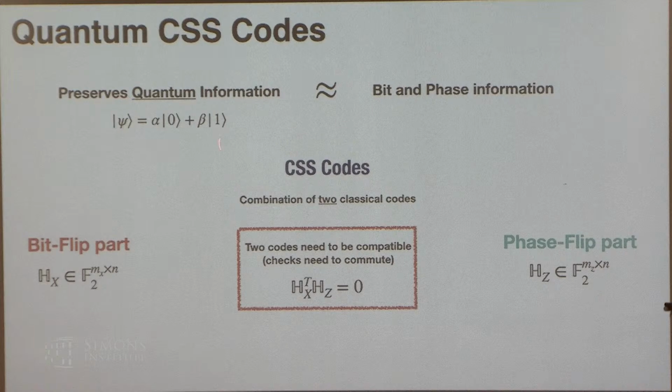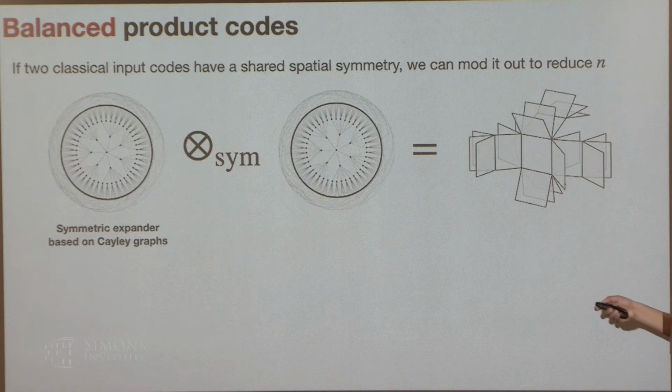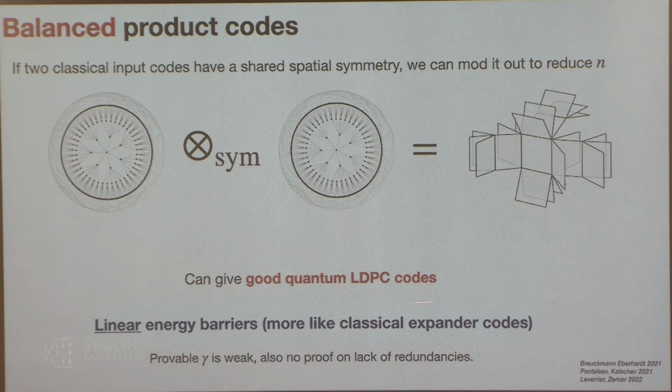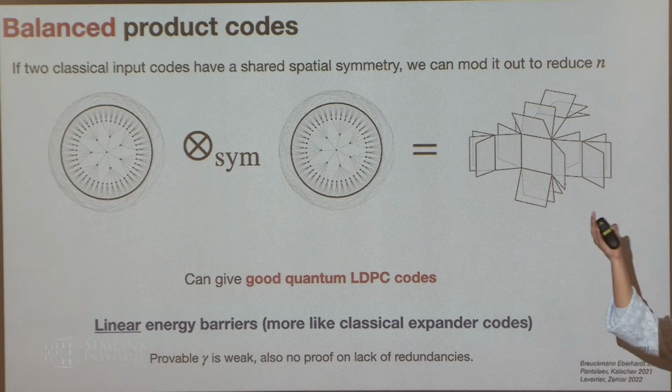So as I mentioned, in a quantum code, you have the bit flip part and the phase flip part. You have 2 classical codes, HX and HZ. You combine 2 classical codes to get this quantum code. There are these things called balanced product codes, which Nico invented, where you can again take these symmetric expanders based on Cayley graphs. If you combine them, you get this type of quantum code, and this can give you these good quantum LDPC codes. These have linear energy barriers. Okay, so these have d proportional to n, and they have linear energy barriers.